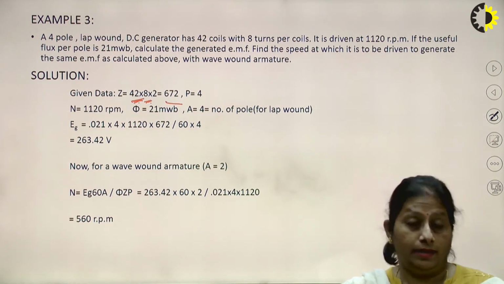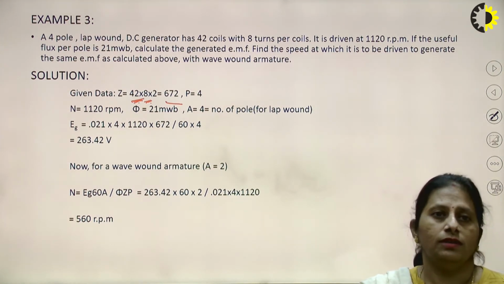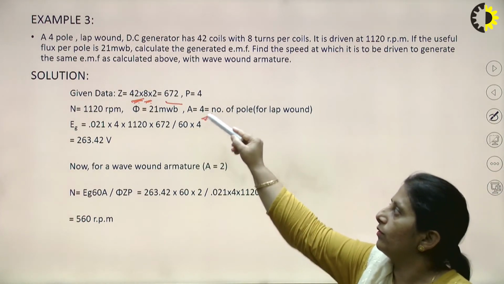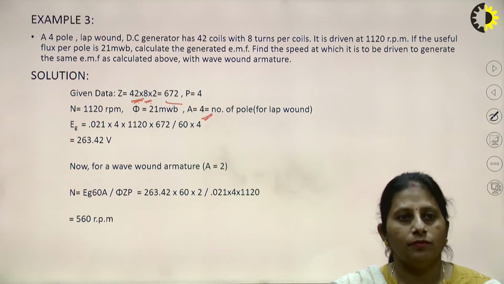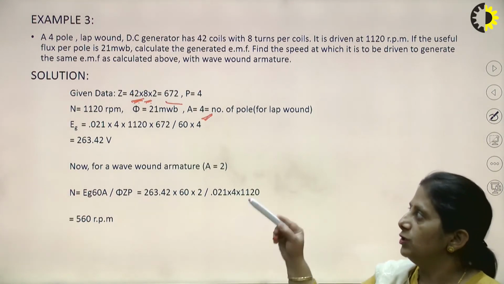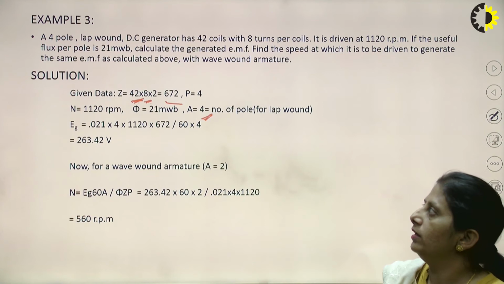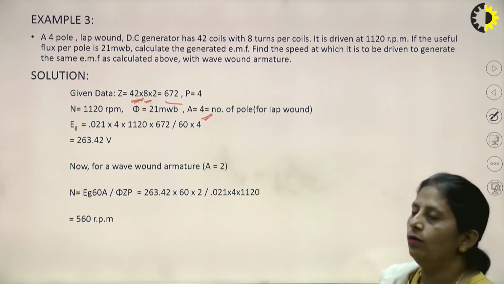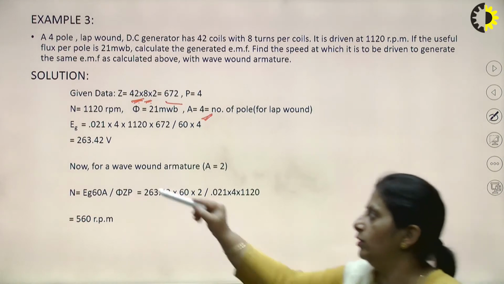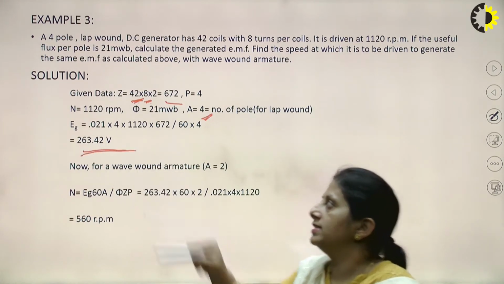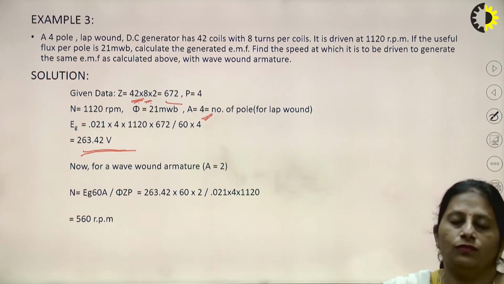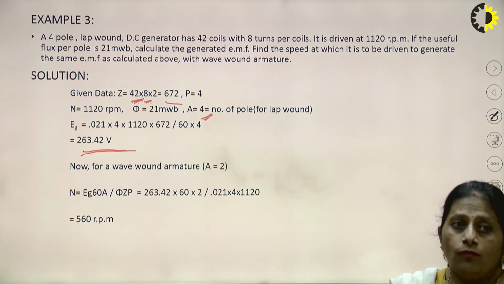Again, because this is lap wound, the number of parallel paths will be equal to the number of poles, that is 4, right? So the generated EMF would be 0.021 into 4 into 1120 into 672 divided by 60 into 4. So the generated EMF would be 263.42 volts.